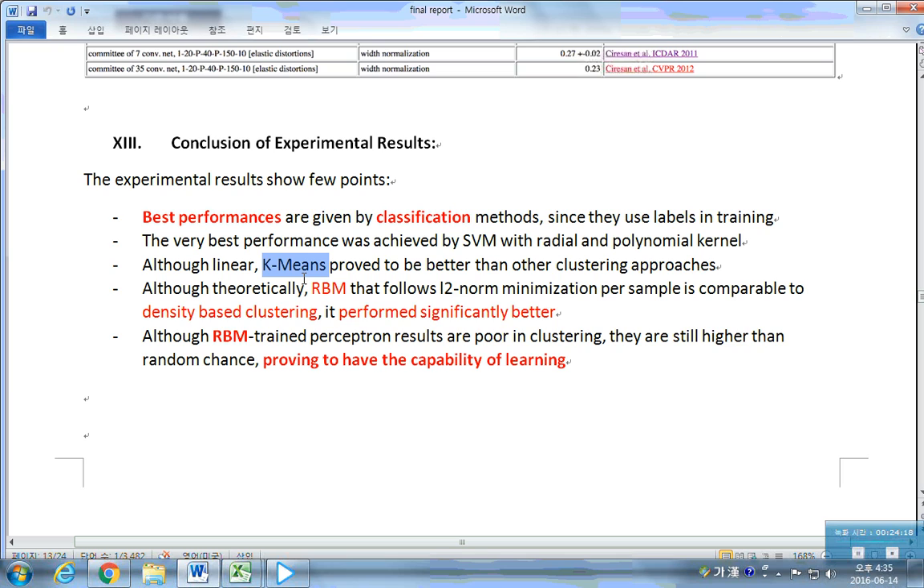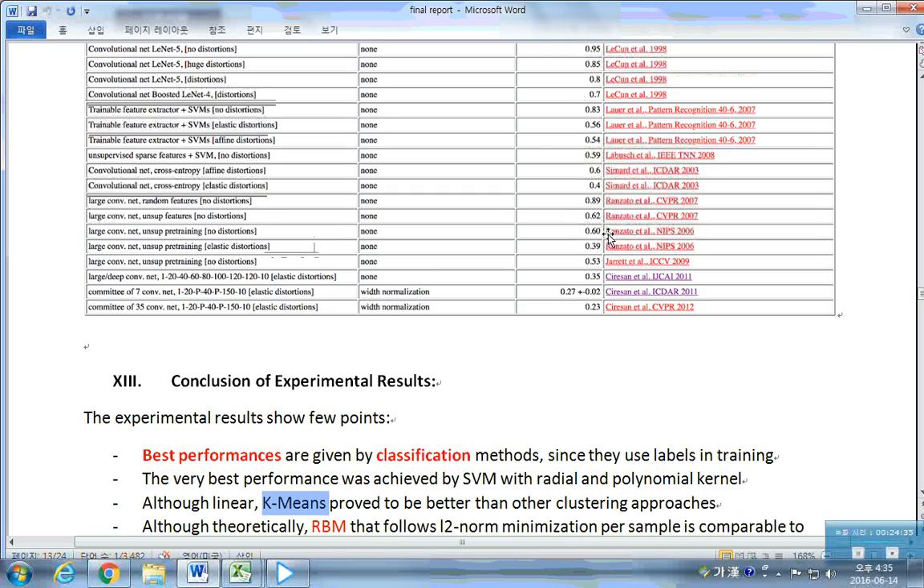Because k-means is a linear clustering technique, we thought it should not perform very well. But I think in our examples, the space was semi-linear, so it worked very well. In terms of how the SVM was used for clustering, in the process?